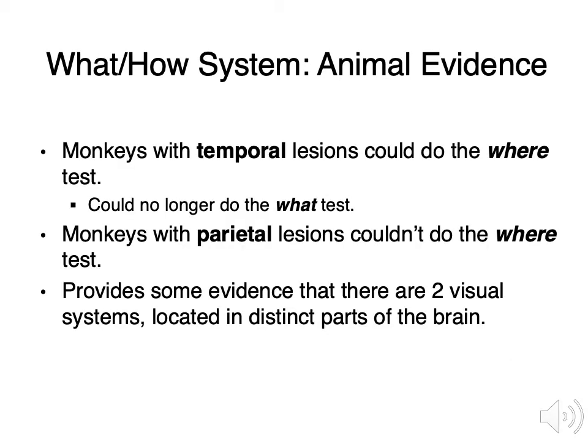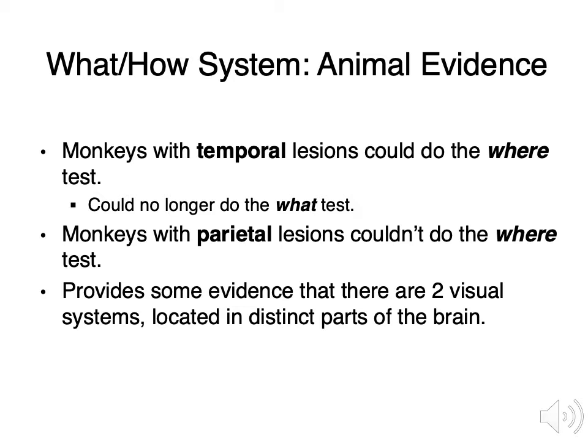What they found out was that monkeys who had lesions in the temporal lobe could still do the where task. That is, they could still locate the object closest to the landmark because this task required the dorsal stream. However, they could no longer do the what task. They could not identify the square on the board in order to find the food due to damage to their what pathway.